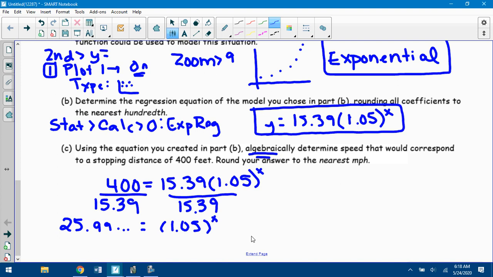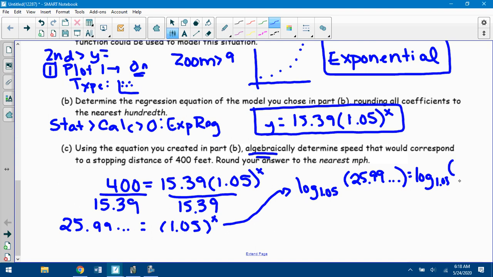All right, and then do you remember how to get rid of this 1.05? That was a log. So if you want to get rid of the base of an exponent, you take the log of that base. So if I just do log base 1.05 of the 25.99 number equals log base 1.05 of 1.05 to the x. Do you remember what happens when you do that? Those cancel. So x is alone.